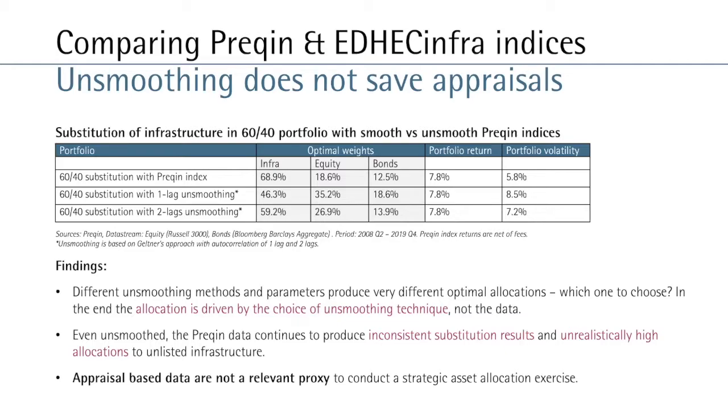So we see that appraisal-based data is not a very promising proxy of unlisted infrastructure in a strategic asset allocation context, even when you unsmooth it, right? So we'll be using the Info 300 index in the next multi-asset exercise that Abhishek will describe in a minute. But before diving in with the full strategic asset allocation exercise, it's useful to ask what infrastructure benchmark investors should be using.